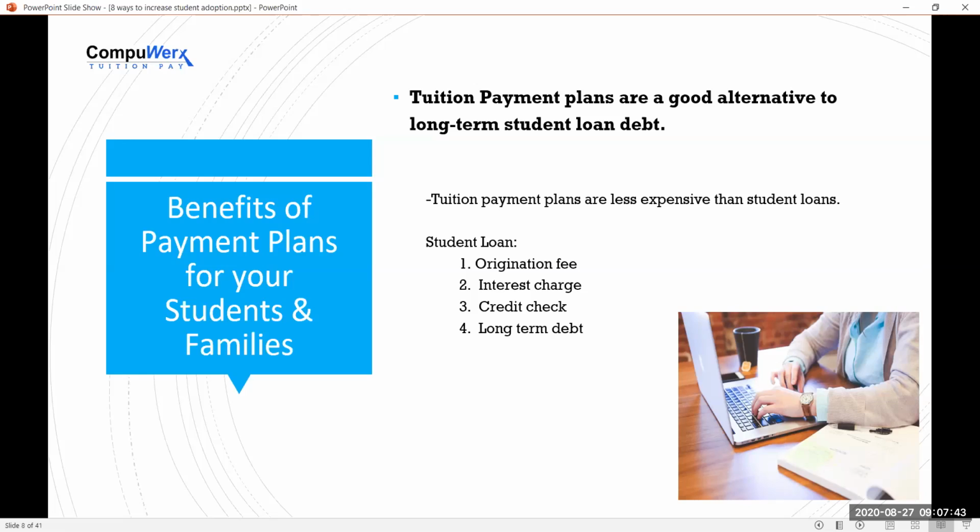Let's talk about student loans. What are the charges involved? When a student gets a student loan, there are a few charges that go with it. First, they'll be charged an origination fee with any type of loan. Second, they will be charged interest. Of course, the interest rate is based on the credit check of the student, so how good or bad your student's credit is determines the rate that they need to pay for this loan. And also, the loan creates long-term debt.